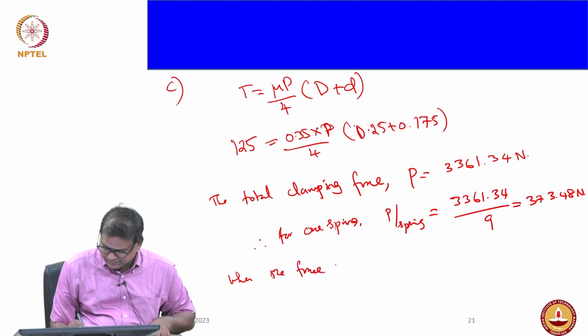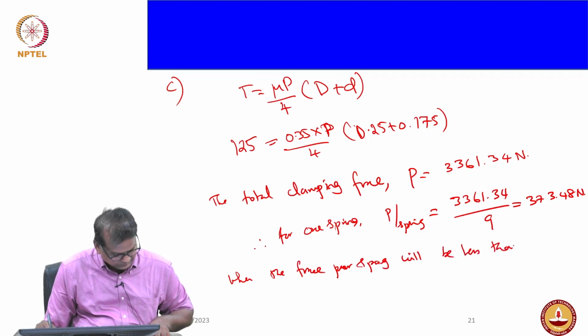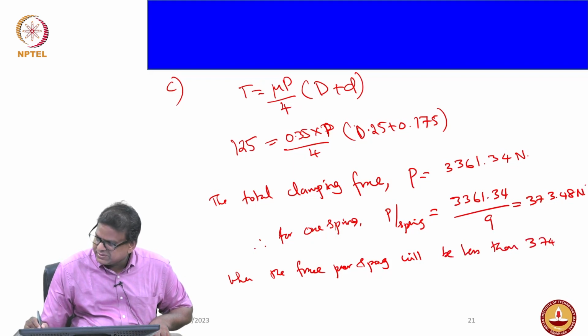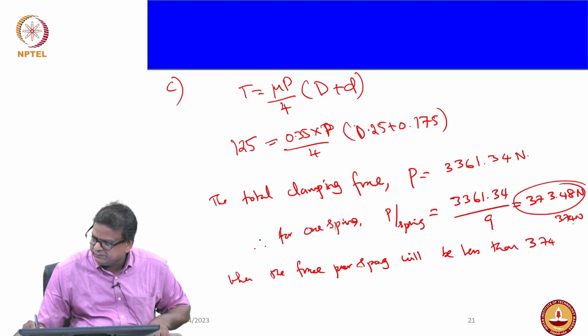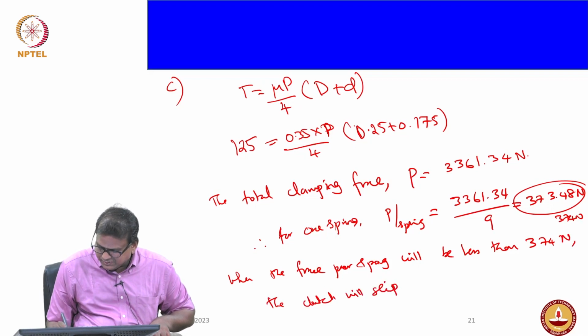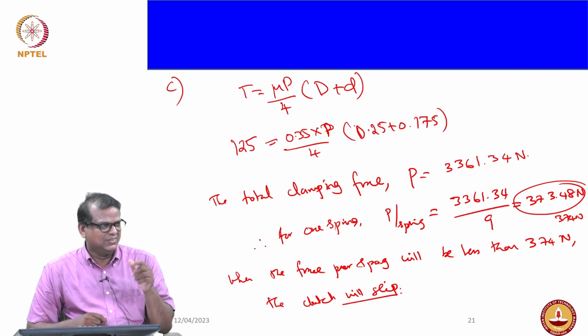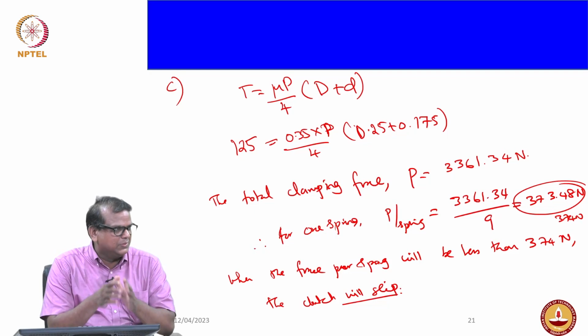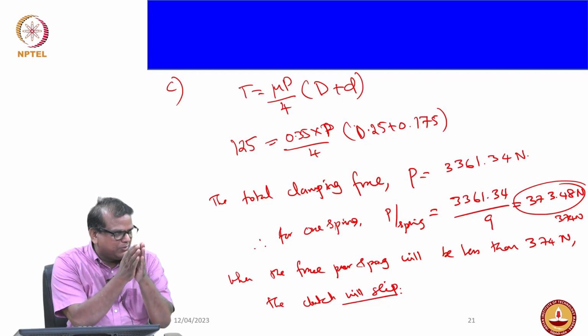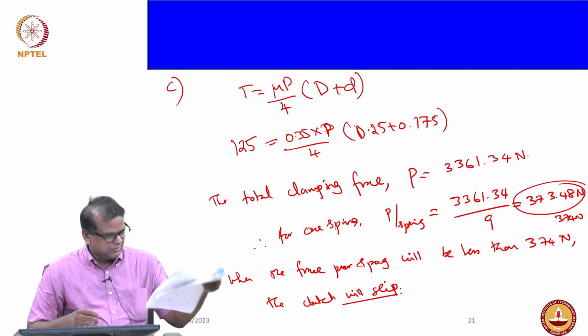When the force per spring will be less than 374, I am just rounding off as 374 Newton, the clutch will slip. So already we got the force, but when? So when do you expect the force will be reduced? How much needs to be worn out from the friction lining? That's what we need to find out.